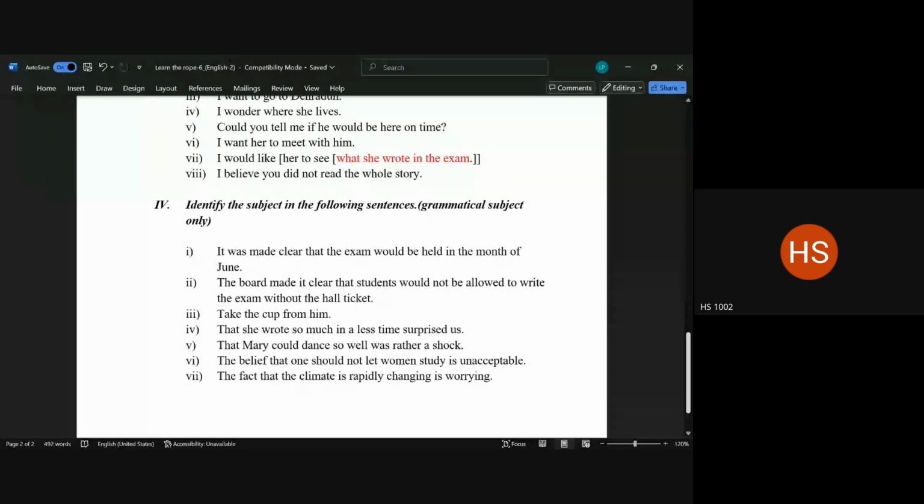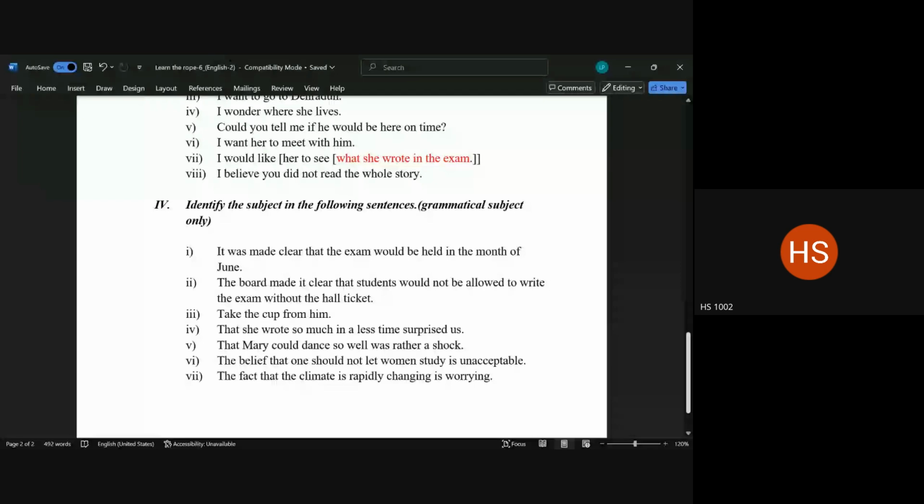Okay. Second one: the board made it clear that students would not be allowed to write the exam without the hall ticket. The board, same thing, except now that we are using it in the active form. Earlier it was "was made" in the passive morphology. Now you have it in the active form. So the board made it clear that students would not be allowed to write the exam without the hall ticket. That students would not be allowed to write the exam without the hall ticket clearly becomes your object. The board is your subject.